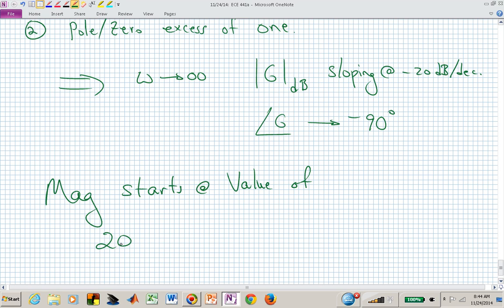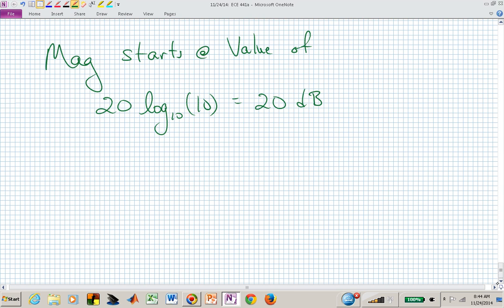It's 10 in absolute terms. In terms of dB, now we just have to remember log base 10 of 10. That's 1. So we now have 20 times 1. Our magnitude plot is actually going to begin, and it's going to be flat at 20 dB at low frequencies.